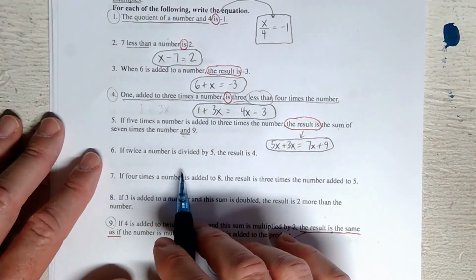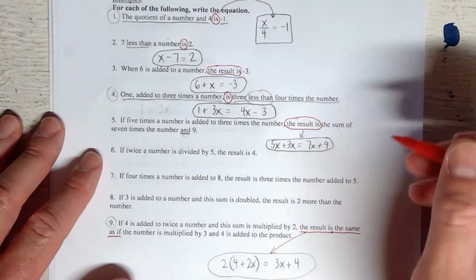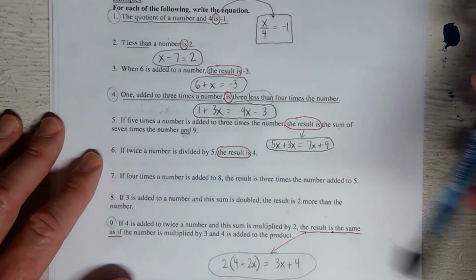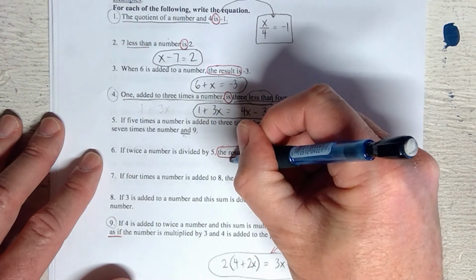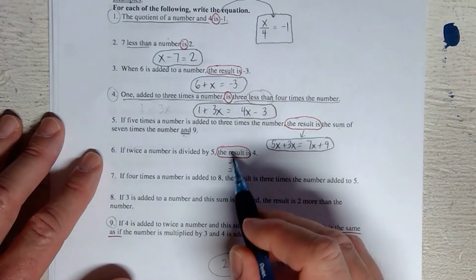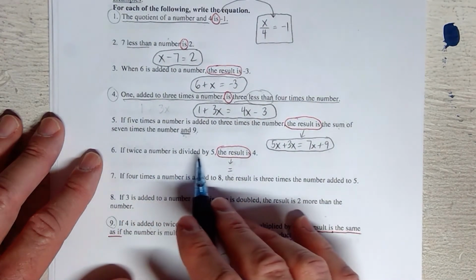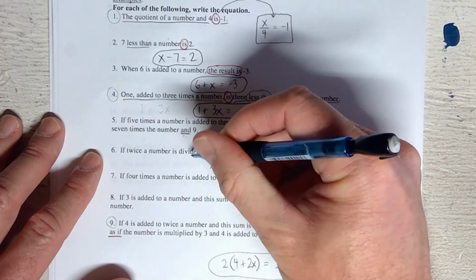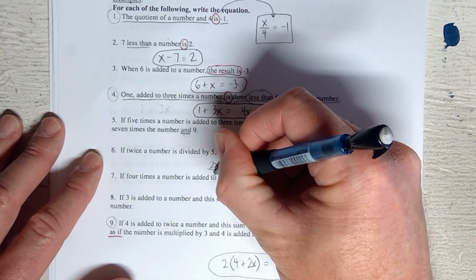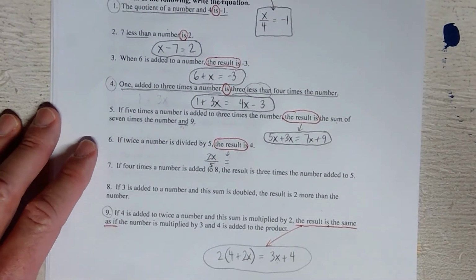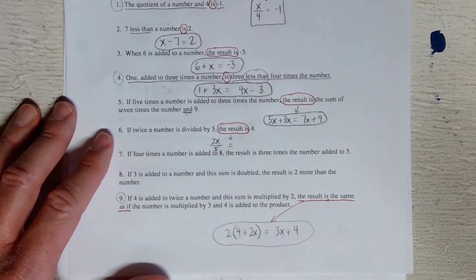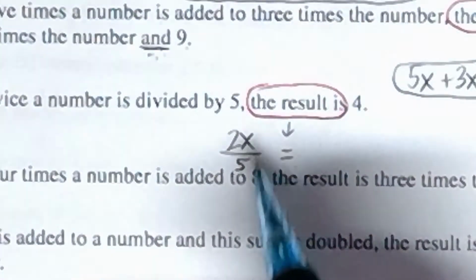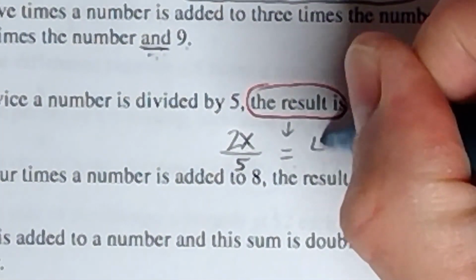Okay, a few more here. Here you can see the result is, and then it's followed by a number, so we can be confident that means equal. Is divided by, that's an action, so that's not the equal sign. So there's your equal sign. If twice a number is divided by 5, twice means 2 times, and we divide that whole thing by 5. Let me zoom in there a little bit for you. I know they kind of made that small. There we go. So 2x divided by 5, and then the other side is just the 4, right?